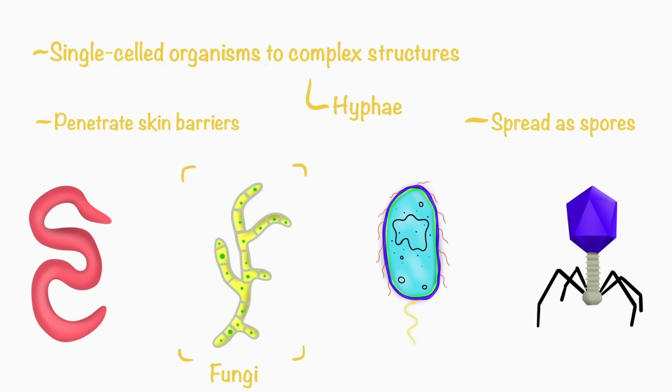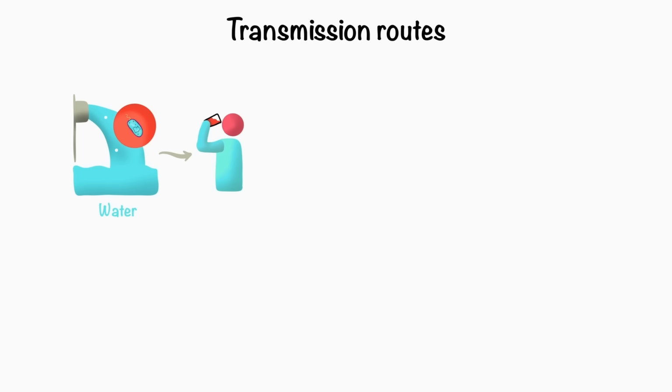Many fungi distribute through reproductive particles called spores, enabling the infection to spread between hosts. Regarding transmission, pathogens spread through three primary routes. The first involves water, where organisms contaminate drinking sources or recreational waters. For instance, certain bacterial infections occur when people consume water containing waste from infected individuals.